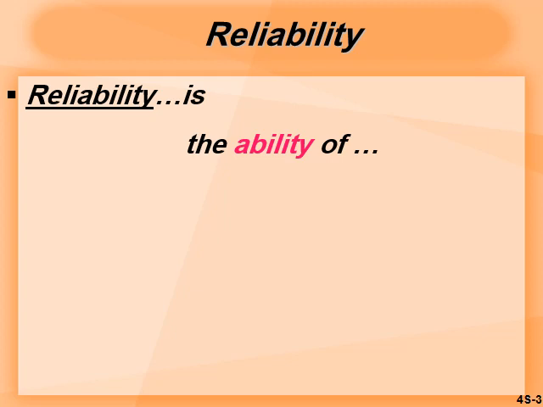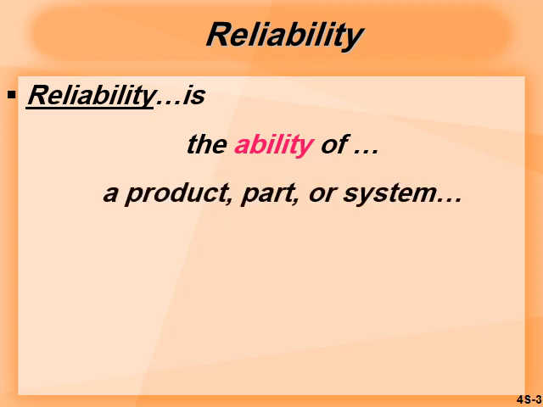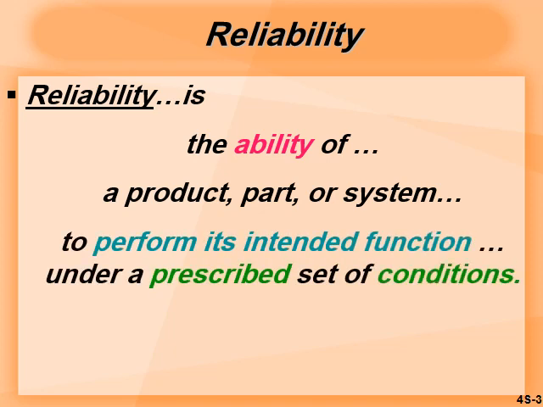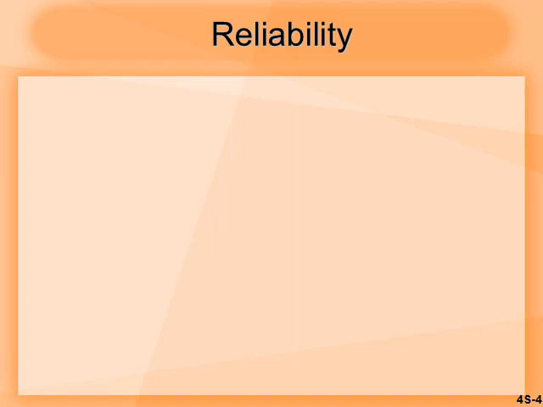We measure the ability of a system, a completed product, or a part of a product. So the ability of a product, a part, or a system to do what? To perform its intended function under a prescribed or predetermined set of conditions. To know or measure the reliability, we have to define cases of failure. Being able to perform means being successful in performing its intended function.